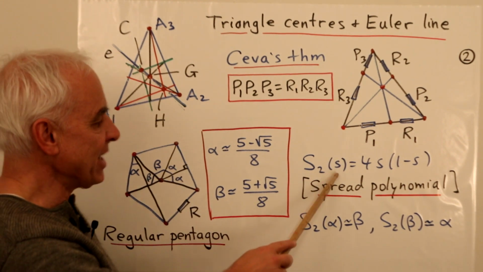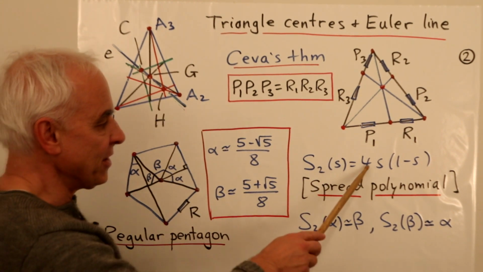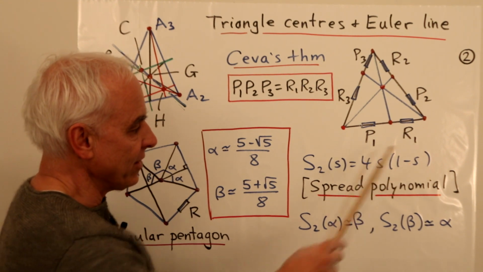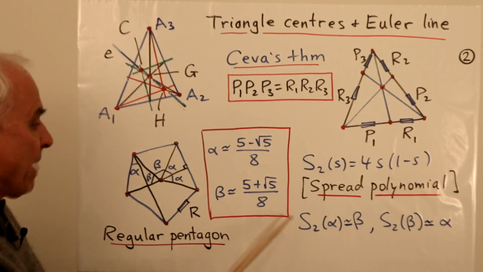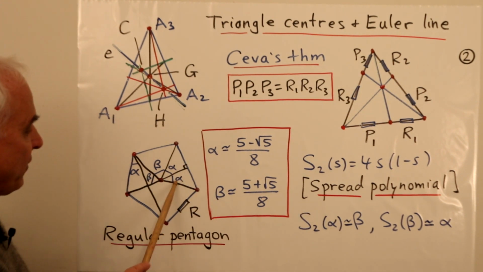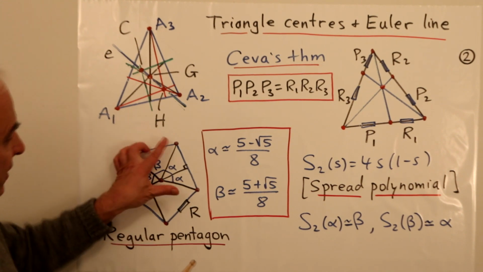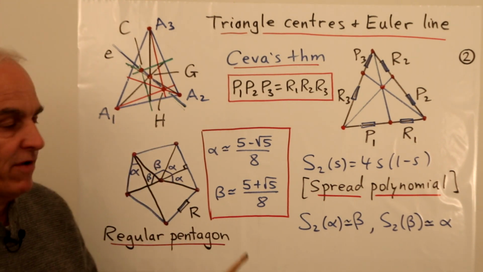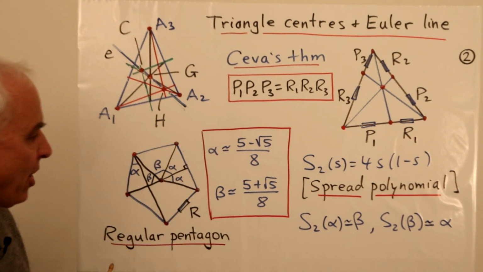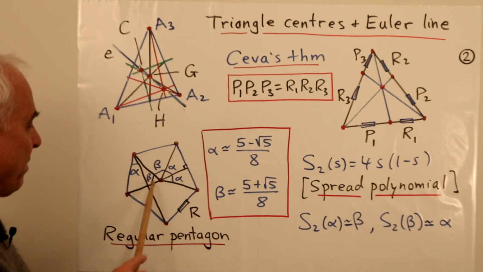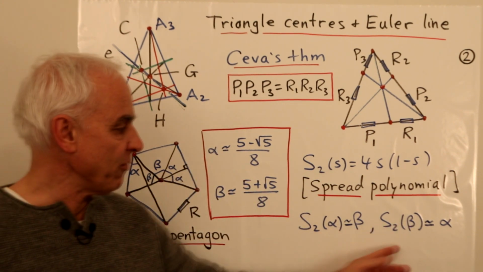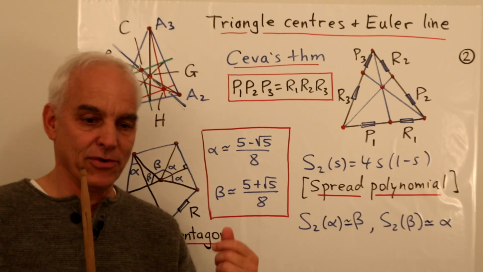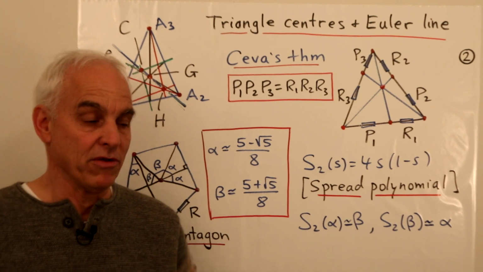And the second one is S2 of S, which is the logistic map 4S times 1 minus S. That's an example of the spread polynomial. For example, S2 of alpha: if you have that spread alpha and that spread alpha, then the combined spread is S2 of alpha, and that turns out to be beta. While there's beta and there's another beta, the combined spread between this line and this line turns out to be alpha. So these two numbers have this very pleasant property that each is the other's second spread polynomial value.